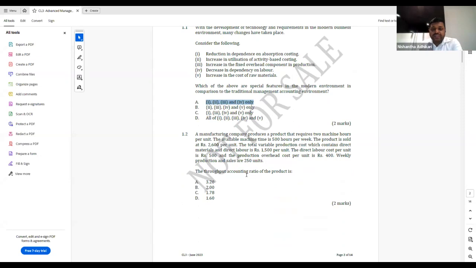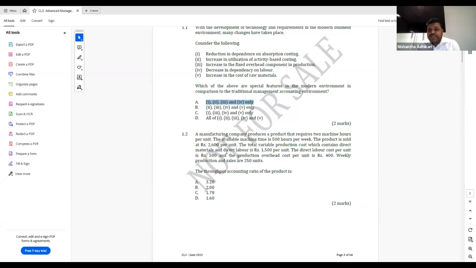Look at the given information. A manufacturing company produces a product that requires 2 machine hours per unit. The available machine time is 500 hours per week. The product is sold at 2,600 per unit. The total variable production cost, which contains direct material and direct labor, is 1,500 per unit. The direct labor cost per unit is 500, which means direct material should be 1,000. Production overhead cost per unit is 400. Weekly production and sales are 250 units.